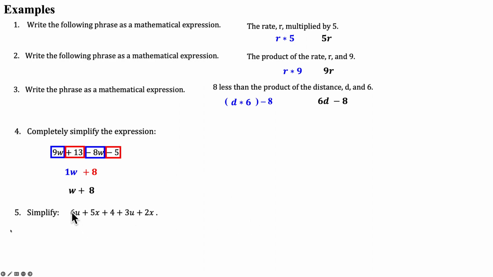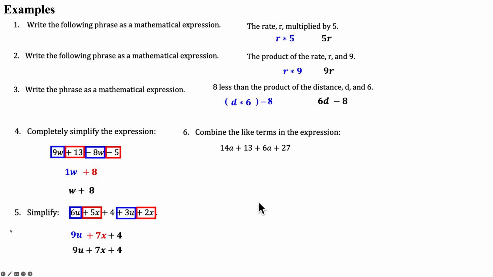Here we have two different variable terms, u terms and x terms, and we have a constant. Again, start at the beginning, box off your 6u, find another u term. There is a positive 3u, 6u plus 3u is 9u. Next term is a positive 5x, find the next x term, positive 2x. 5x's plus 2x's is 7x, so plus 7x. Bring in your plus 4, there's your final answer.